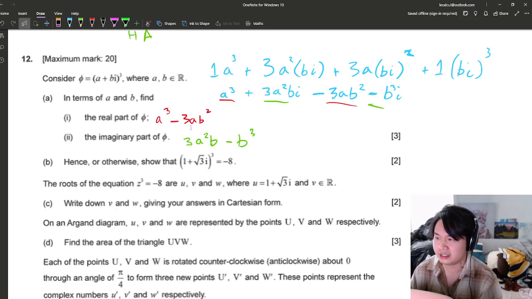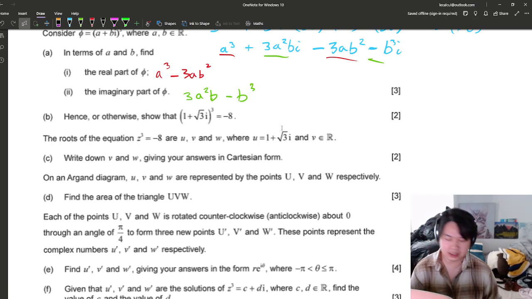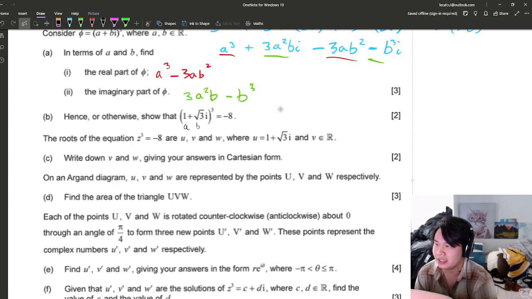Huh, and then, yeah, okay, that kind of makes sense that they're kind of symmetric in a way because of the binomial expansion. Hence or otherwise, show that this thing is negative 8. Okay, so all we've got to do is plug in the a and b values we know now. This is a and this is b. We plug them into the real part and the imaginary part, and the real part should become negative 8, and then the imaginary part should become 0, because we know there is no imaginary part when we cube it.